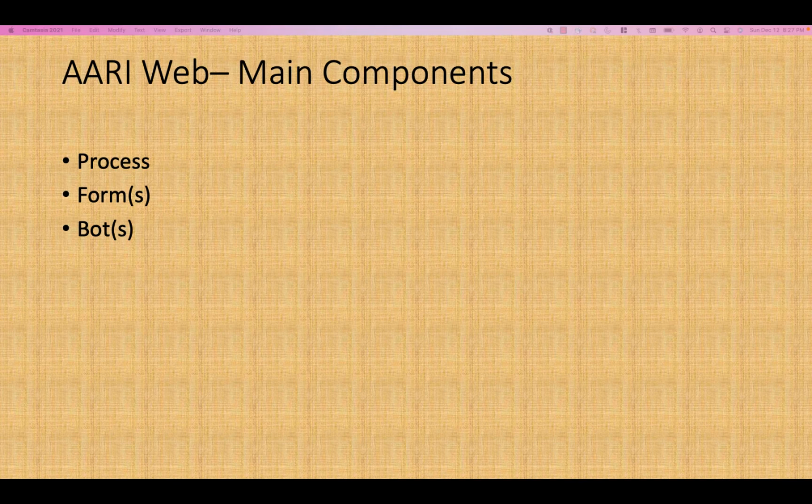Let's talk about AARI web. We'll be focusing on AARI web. AARI web has fundamentally three components. One is the process. The process has a bot task and a human task. The human task is linked to the form. That's the second component. And the bot task is the typical bot that you have seen, or if you have used RPA, then you know those bots and how they are developed.